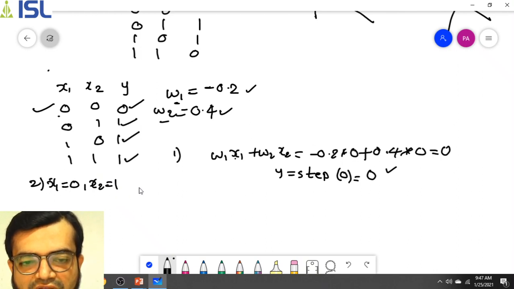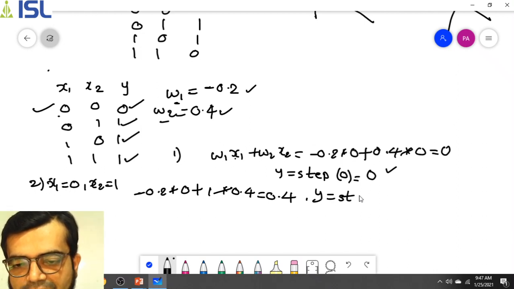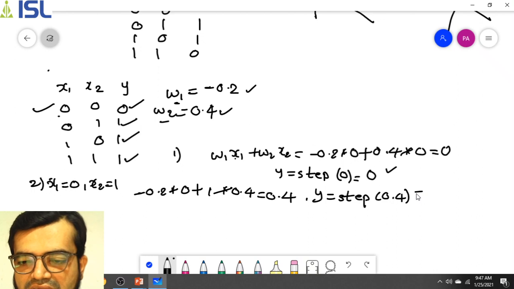For this, if you multiply, what happens? Minus 0.2 into 0 plus 1 into 0.4 means 0 plus 0.4, which gives you 0.4, and y equals the step function. The step function says if the value is greater than 0, it will give you 1. So you are getting 1 here.